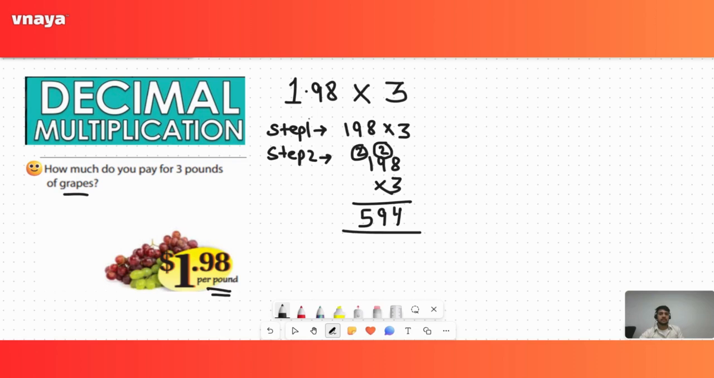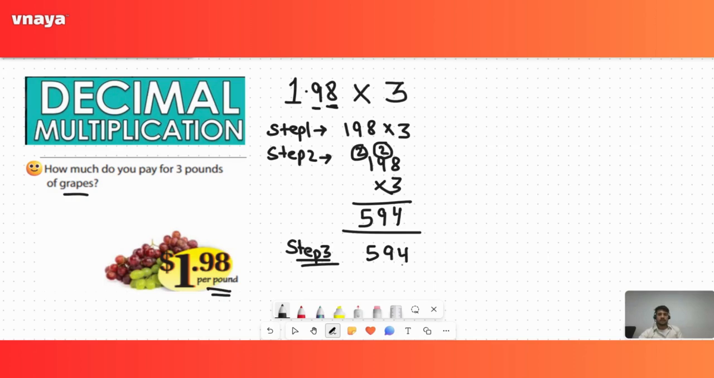Why? Because there is a decimal in our question, so we have to find the answer in decimal form. So step 3 is we will put the decimal back. How? Listen carefully. Check how many digits are after the decimal in our question. We have 2 digits after the decimal, so in our final answer we must have 2 digits after the decimal.